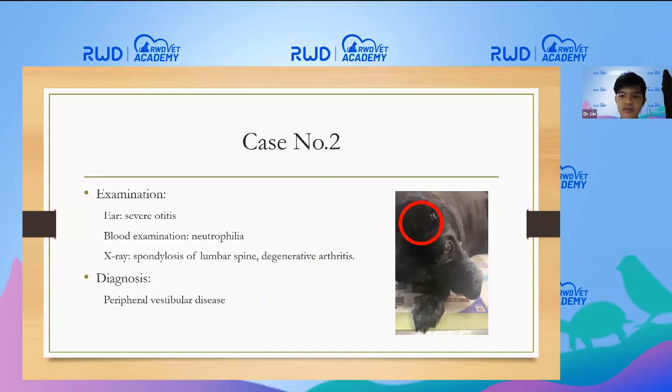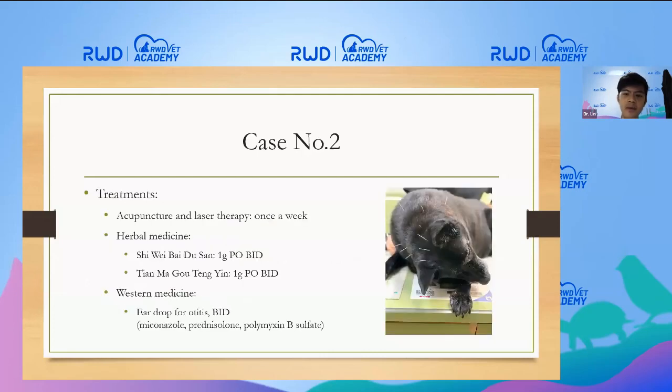Blood exam shows neutrophilia, and X-ray only shows spondylosis of the lumbar spine and degenerative arthritis. So my diagnosis for the patient is peripheral vestibular disease. My treatment for it included acupuncture, laser therapy, herbal medicine, and eardrops. I did acupuncture and laser on the same acupoints I mentioned before, but the owner was very busy, so the patient only came back to my clinic for treatment once a week.